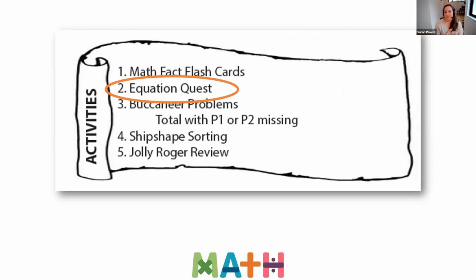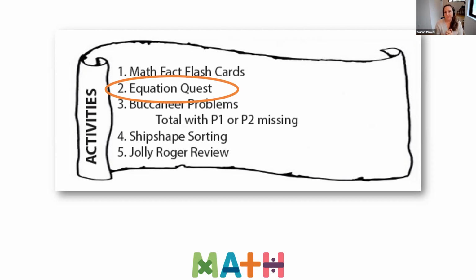This typically lasted 2 to 5 minutes within a 30-minute lesson. And I'll show you what we worked on in Equation Quest with our students. And then students went into what we called Buccaneer problems. This is where students were setting up and solving the total difference and change problems.